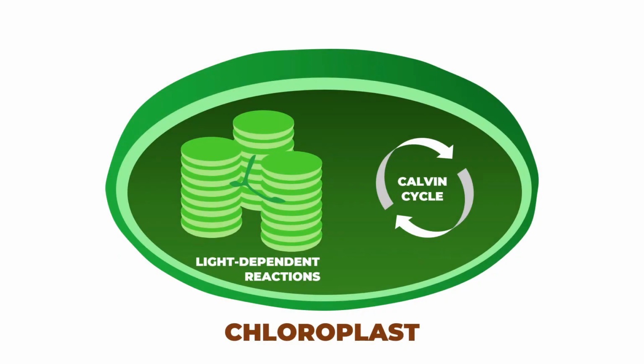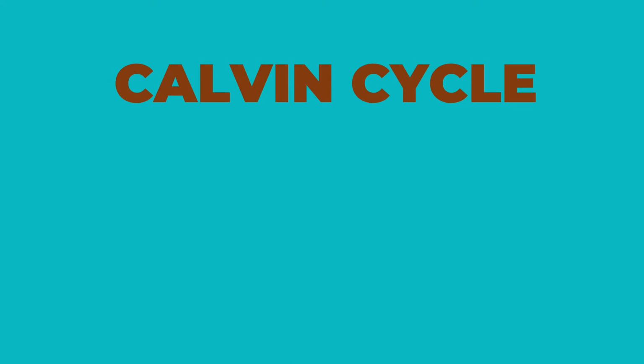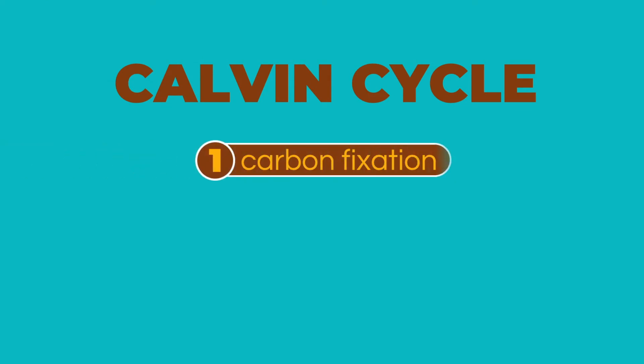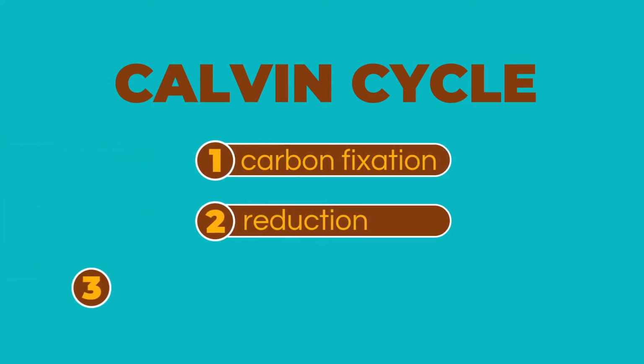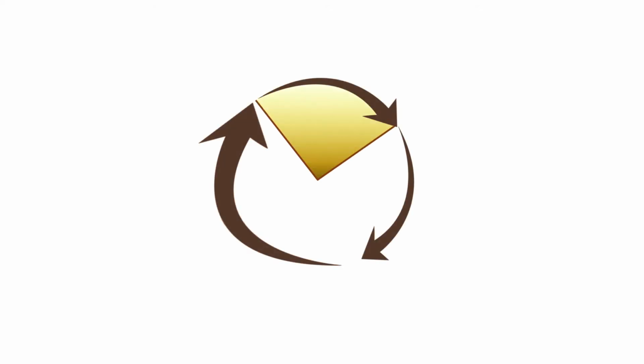The Calvin cycle reaction occurs within the stroma of the chloroplast, using ATP and NADPH to convert carbon dioxide to carbohydrate. The Calvin cycle can be divided into 3 phases: carbon fixation, reduction, and regeneration of RuBP. The first phase, carbon fixation, basically captures the CO2 from the atmosphere.